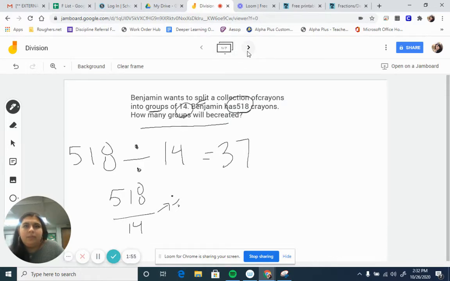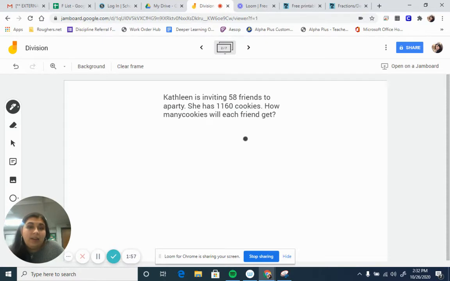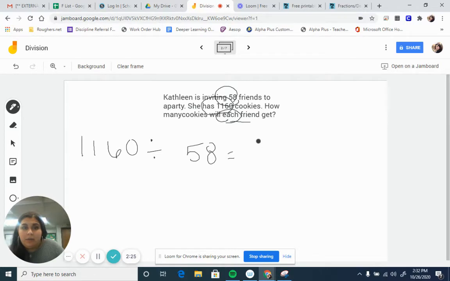Next, Kathleen is inviting 58 friends to a party, so I know that's probably important. She has 160 cookies. How many cookies will each friend get? Each is also one of our indicator words, like multiply or divide. So we're probably going to divide 160, because that is our total, by 58. When I do that in my calculator, I'm going to get 20. Beautiful. Next one.